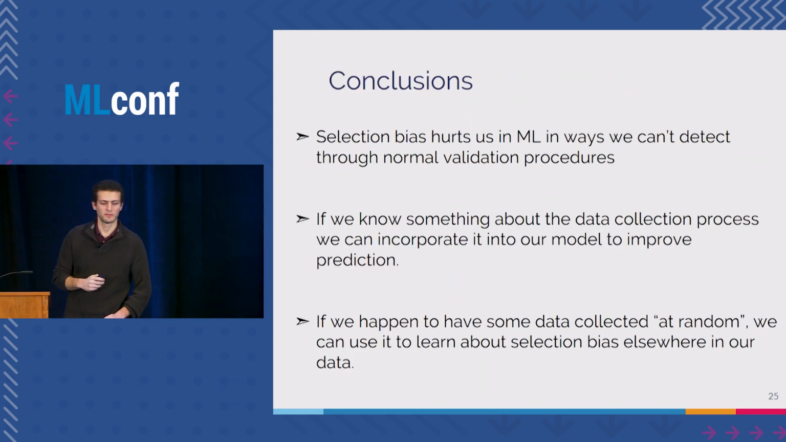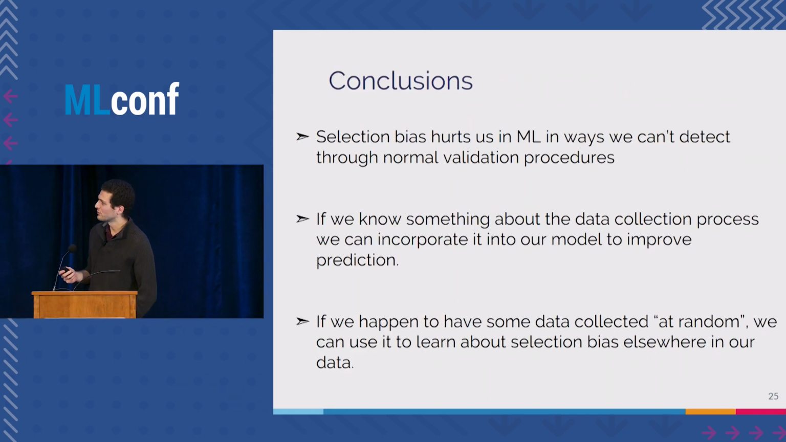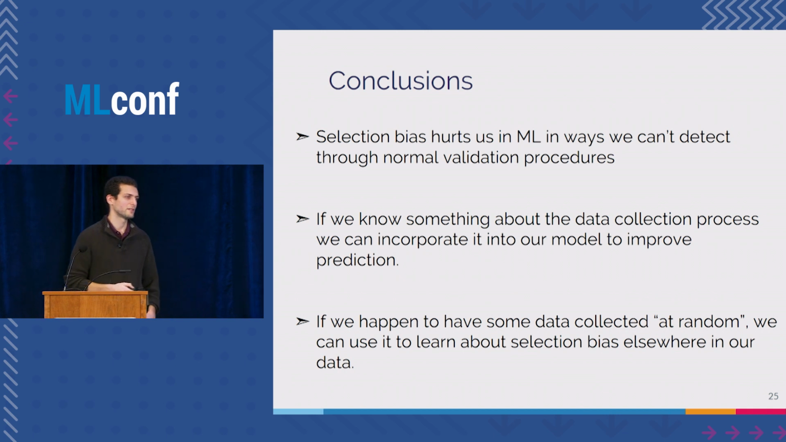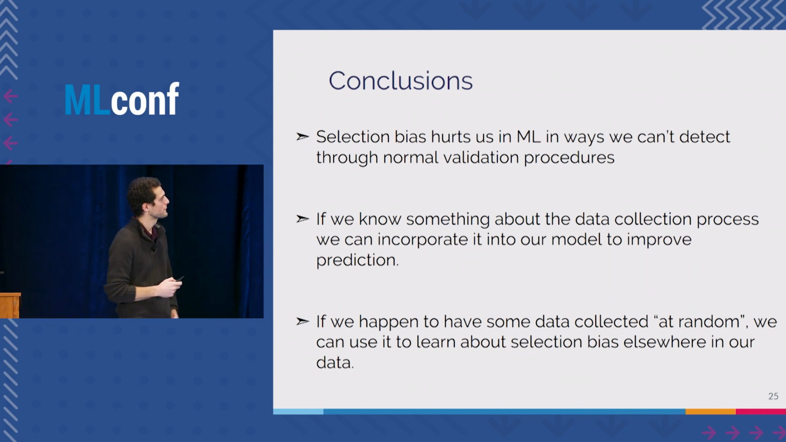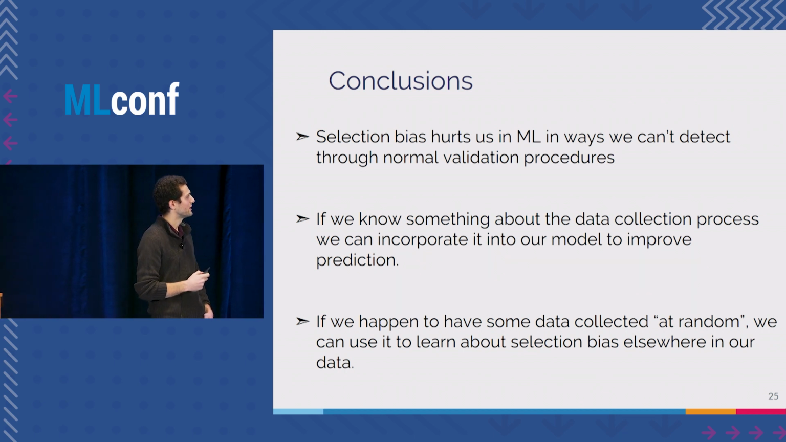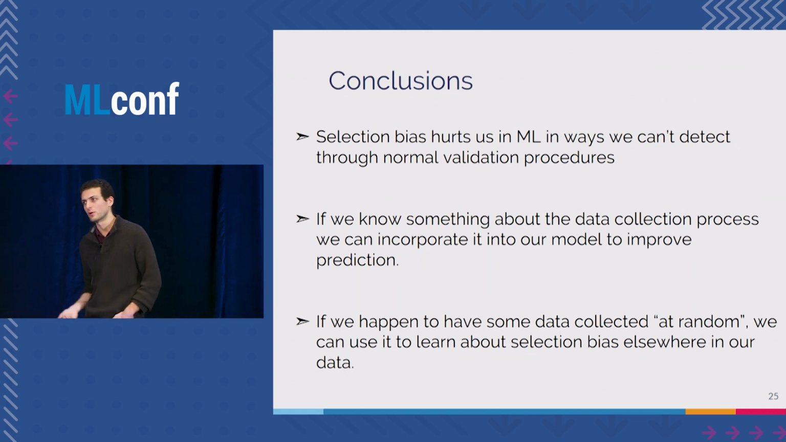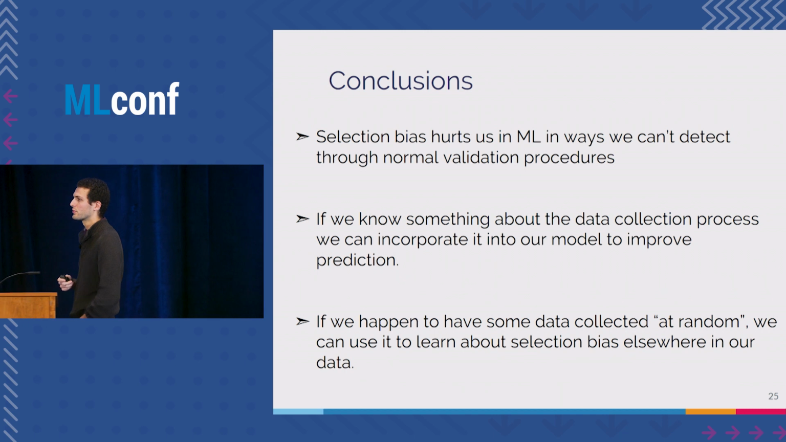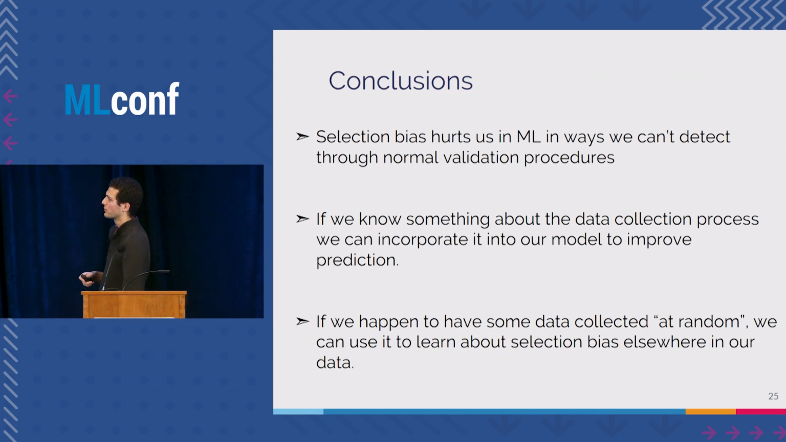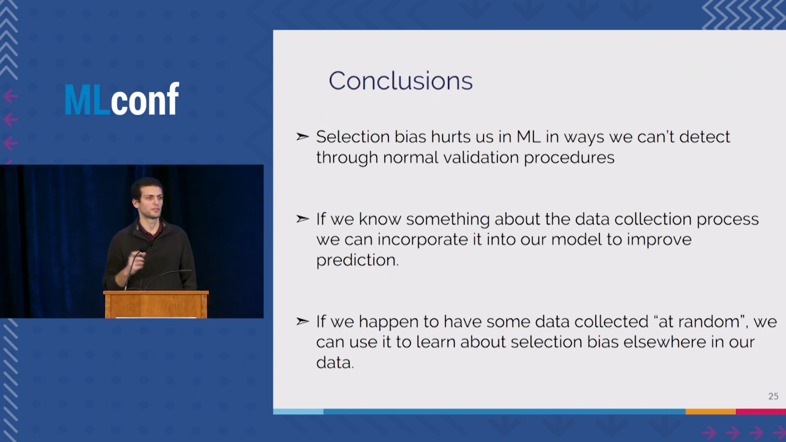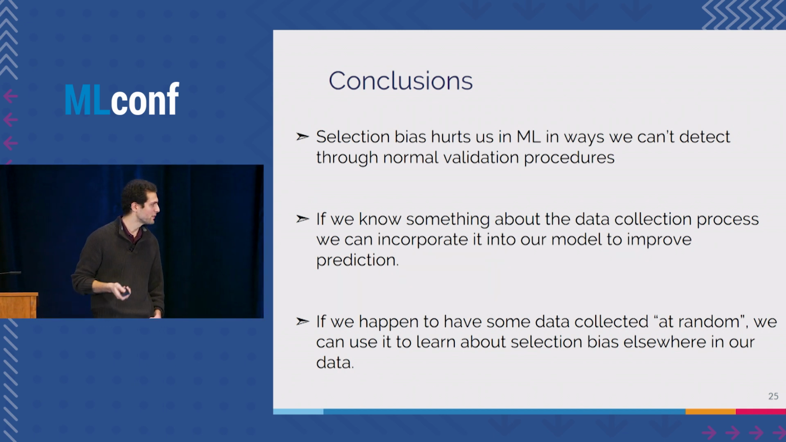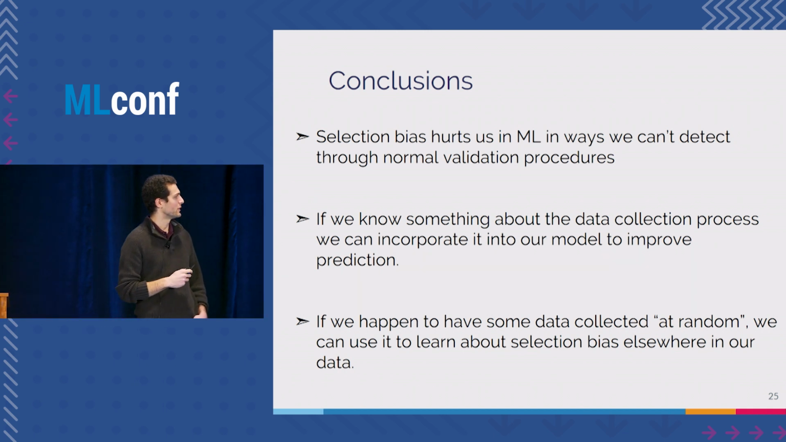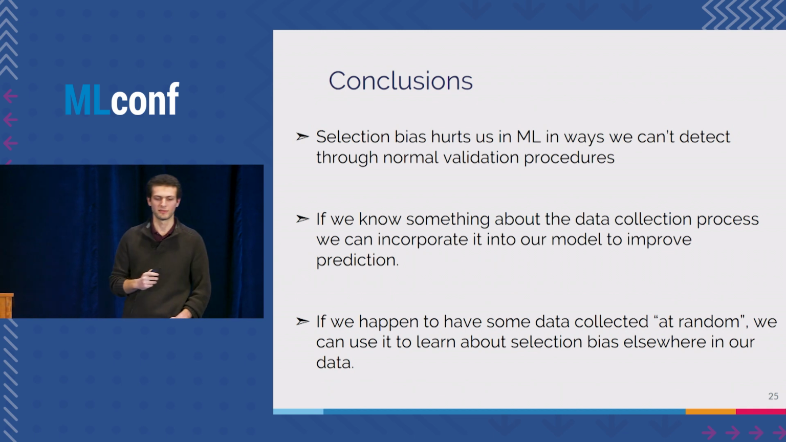OK, so conclusions. Selection bias in machine learning matters. It hurts us in ways that we can't detect through normal validation procedures. If we know something about the data collection process, we can incorporate that information into the model to improve performance, in particular to improve it in regions of the input space where we don't have a lot of data. And if we happen to have some data collected at random, we can use it to learn about selection bias in our data.